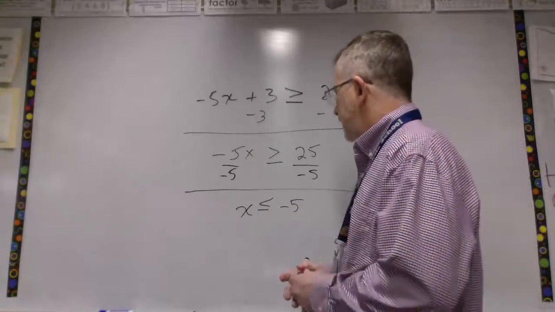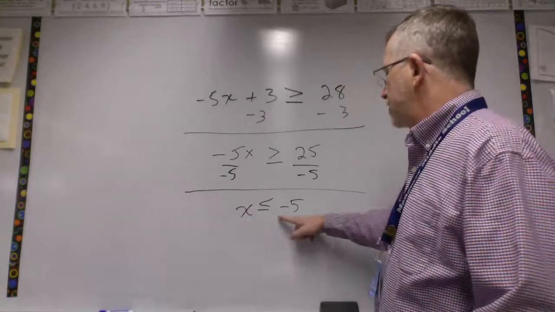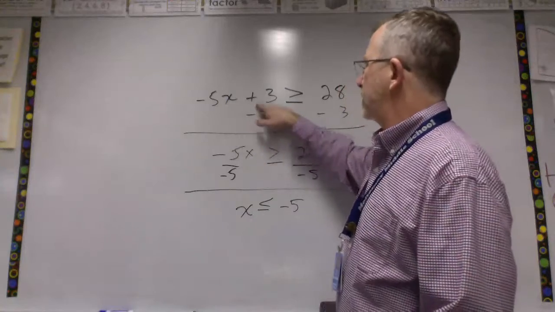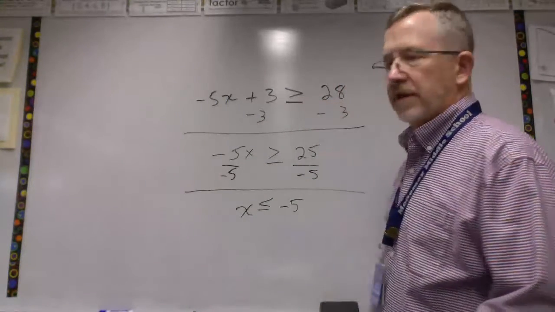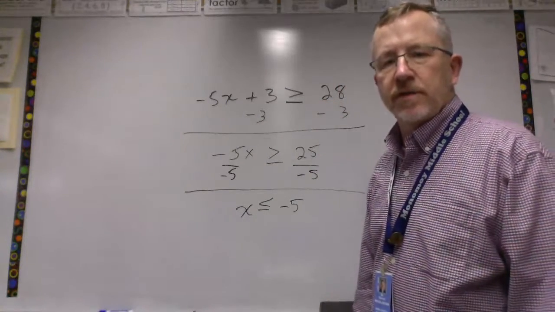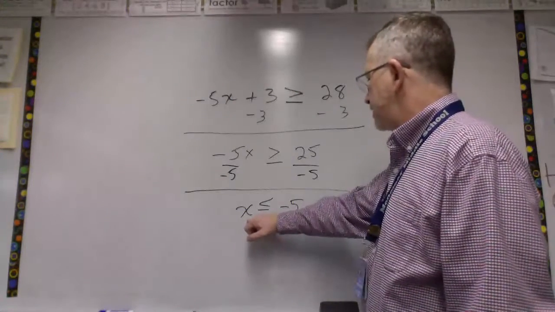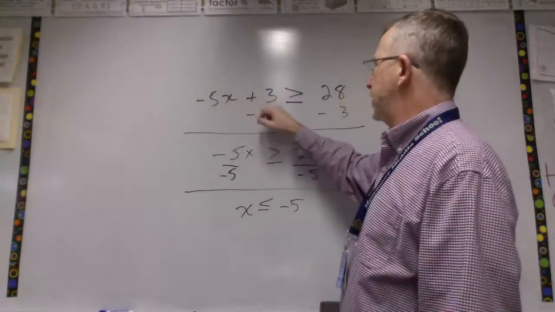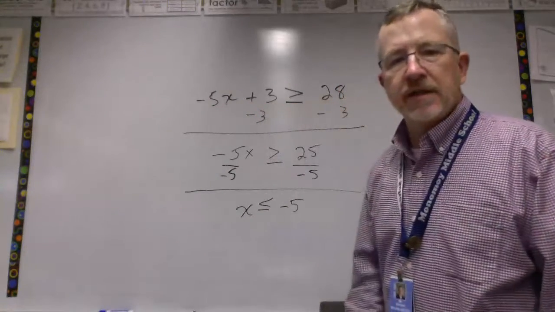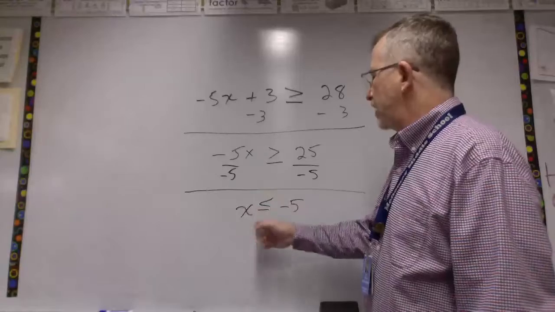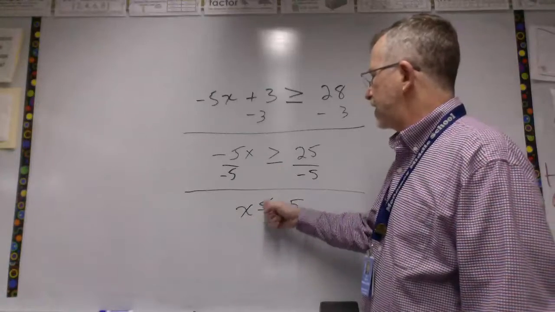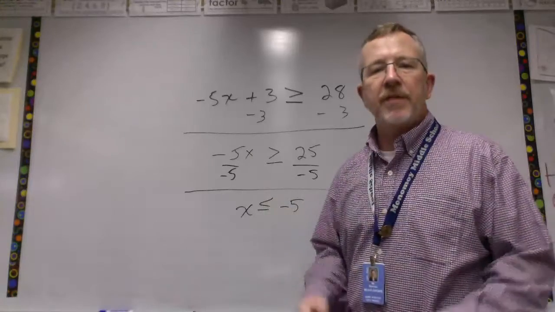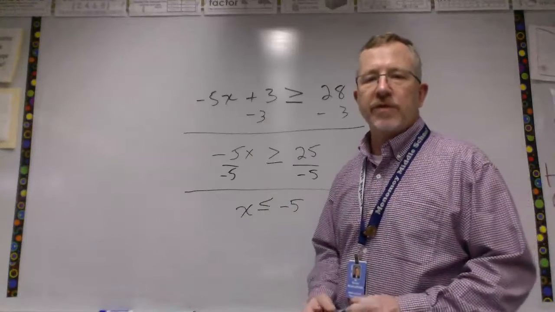So if I take negative 10, which is less than or equal to negative 5, so negative 10 times negative 5 is 50, plus 3 is 53, which is greater than 28. Negative 6, less than negative 5, negative 6 times negative 5 is 30, plus 3 is greater than 28. So whenever I divide by a negative number, I have to change the direction of the sign. I've gone from greater than or equal to, to less than or equal to. So that will happen every time you divide or multiply by a negative.